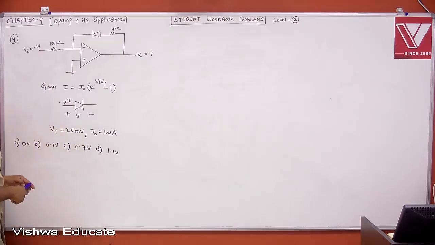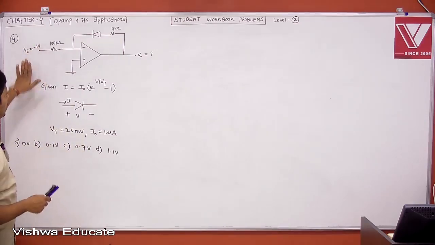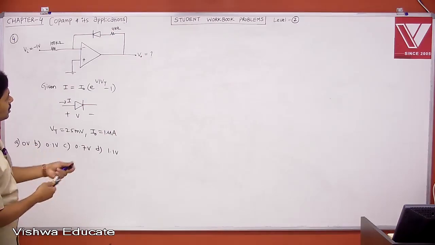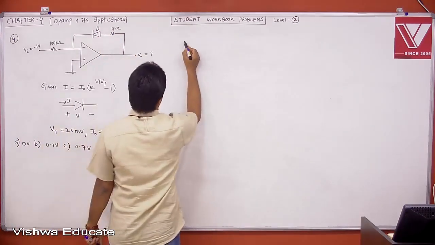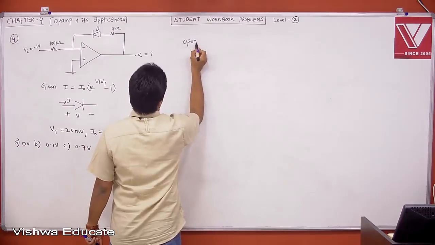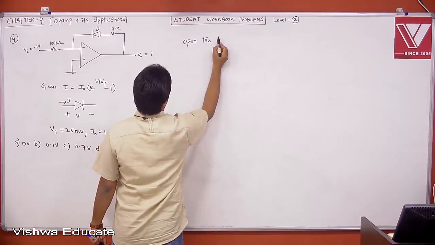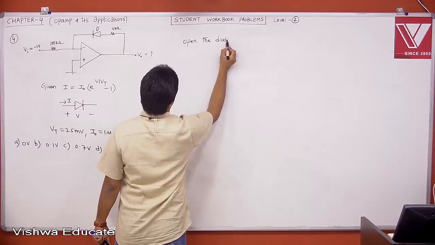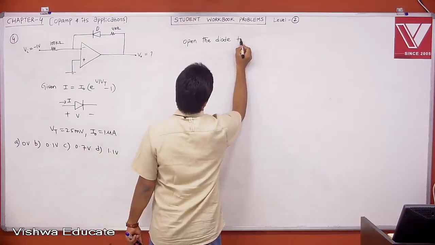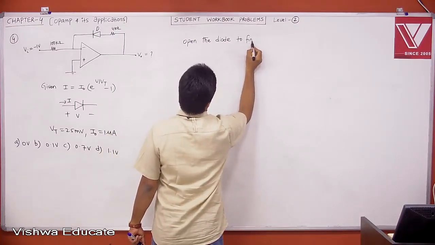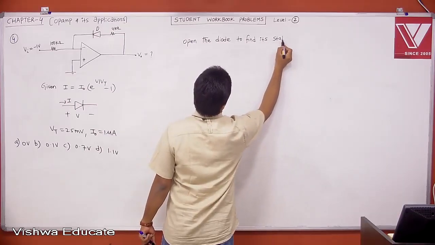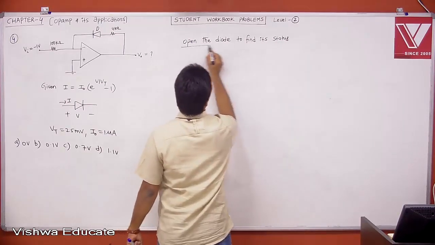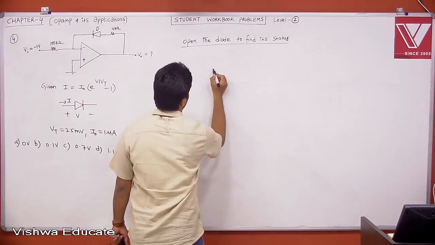What is the theory? Do you know how to find the status of a PN junction diode? Don't take Vi as minus 1. Let us say this is Vi. Now, to find the status of the PN junction diode, open the diode D. Wherever you have a diode, to find the status of the diode, immediately open the diode. Open the diode to find its status.